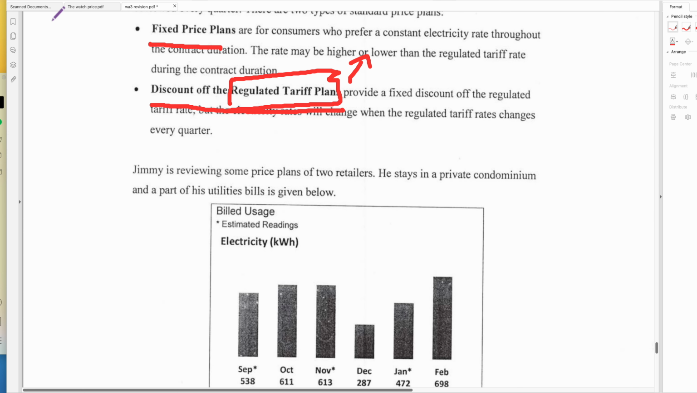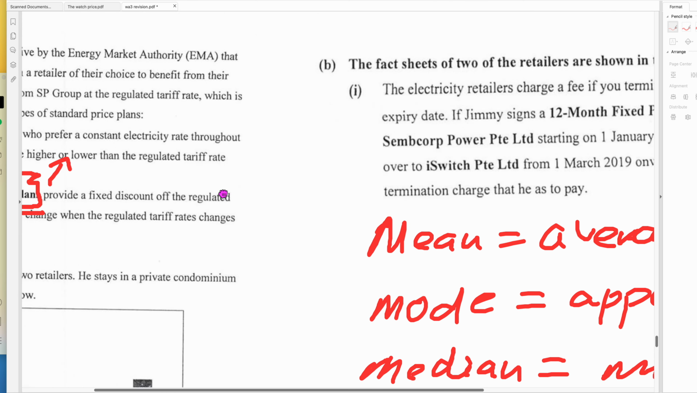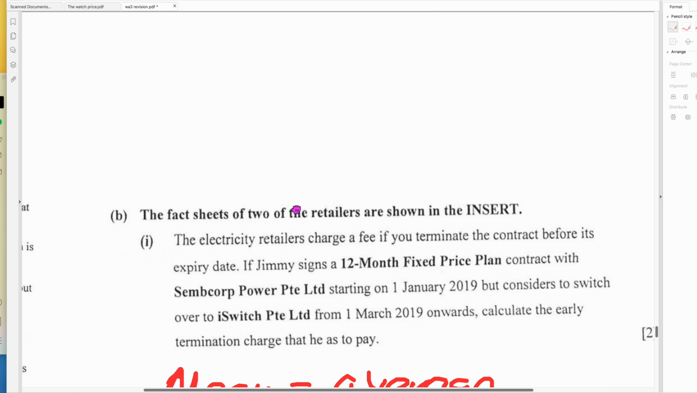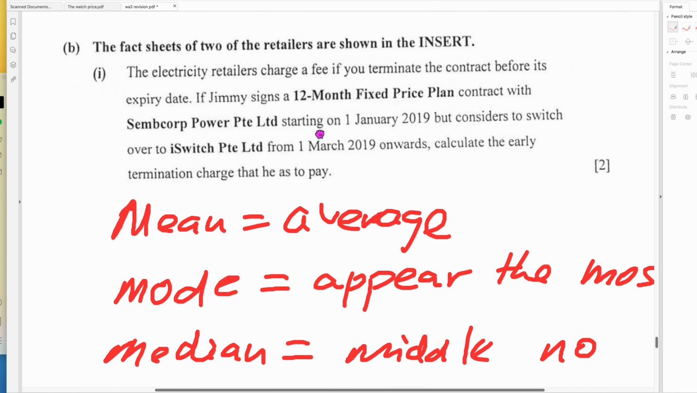So next question. Here, right? 2 marks, right? Yeah. Okay. 2 marks. Oh, you need to check the insert. What's inside? That means the contract is behind. Wow, this question is very real life.